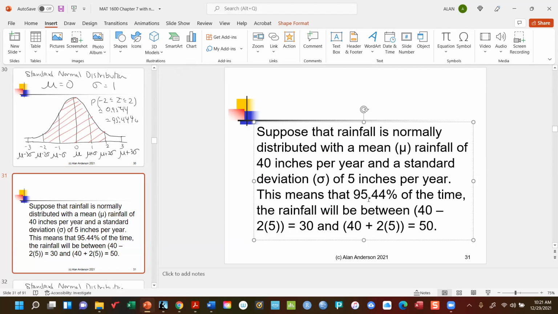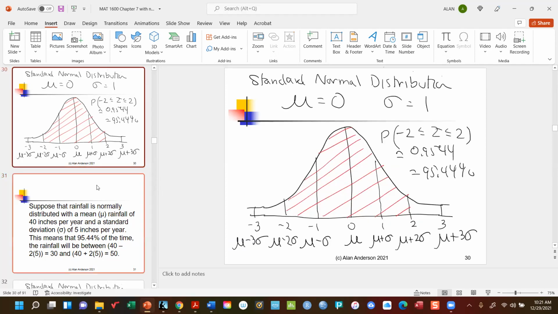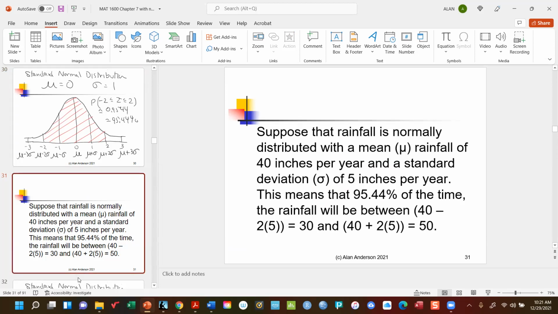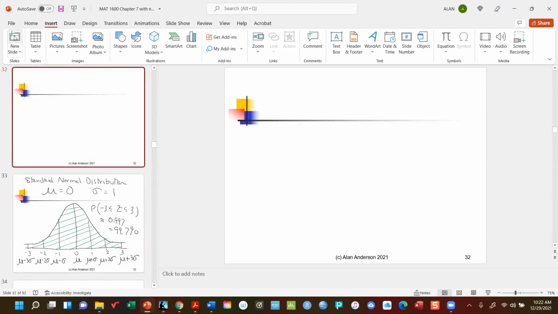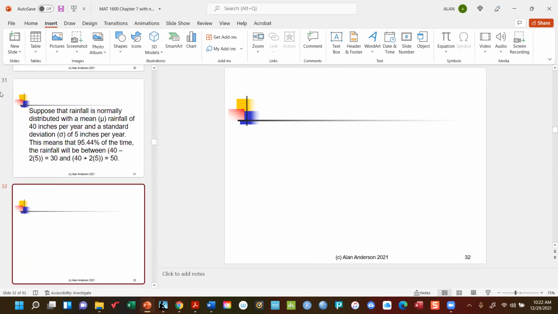All right, anyway, so let's get back to this. The mean rainfall is 40 inches, the standard deviation is 5. Now, that means that, in fact, you know what I should do here? Let me draw a separate picture so that it's even more crystal clear what's going on. We were told that the mean is 40 and the standard deviation is 5.